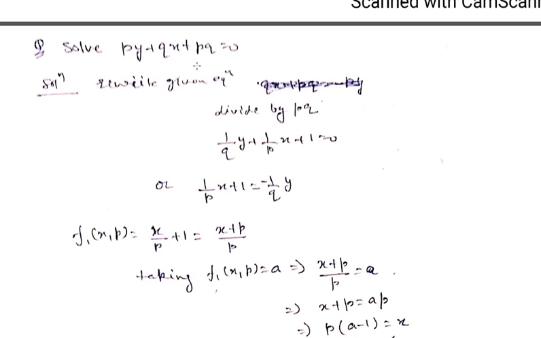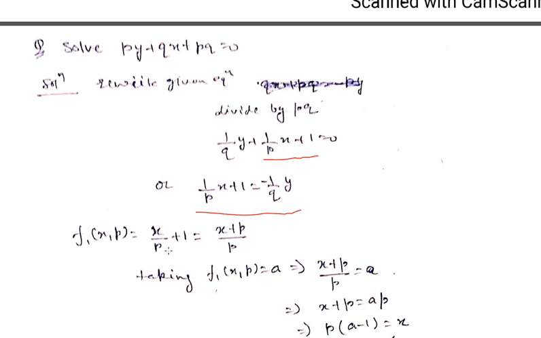py + qx + pq = 0. Here also z is absent, and we are to separate the terms of p and x on one side and q and y on another side. So we divide the given equation by pq, and we get 1/q y + 1/p x + 1 = 0. Taking 1/p x + 1 in the left hand part and shifting 1/q y into the right hand part, we get this. So the left hand part is equal to f1 and the right hand part equal to f2.